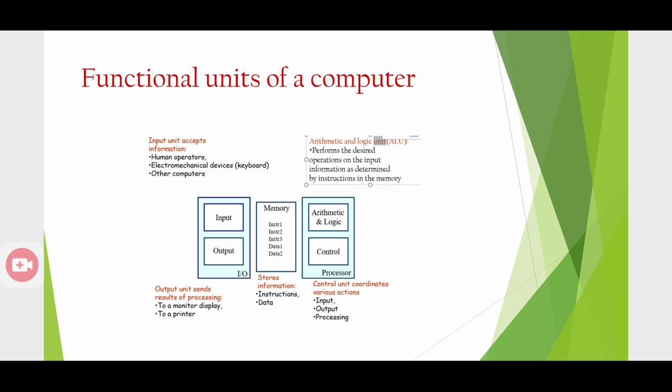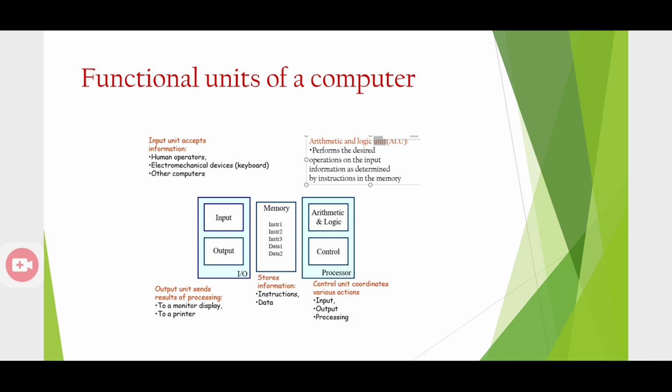So we had already discussed the three main functional units of a computer. We have the input/output unit, we have memory, and we have the central processing unit, or simply the processor. The I/O unit accepts information, and the output unit sends the results of the processing. In memory, a number of instructions are stored.